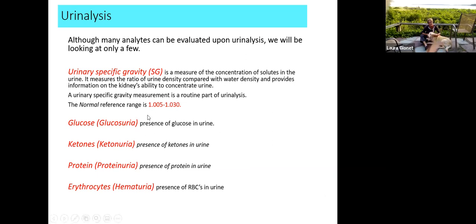Okay, so what are some terms? Glucose in the urine is called glucosuria. That's just the presence of glucose in urine. When we have ketones in urine, we call it ketonuria. When there are proteins in urine, it's referred to as proteinuria. And when we have erythrocytes or red blood cells, blood in urine, it's called hematuria.